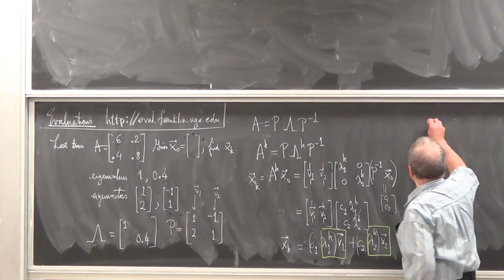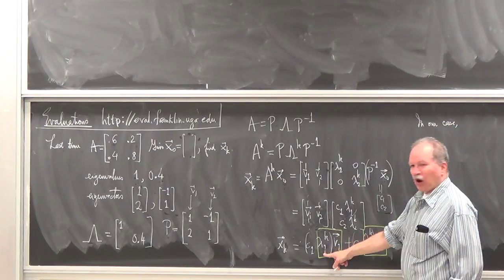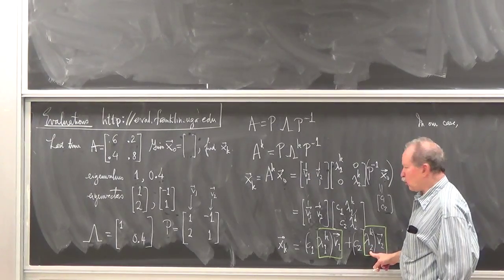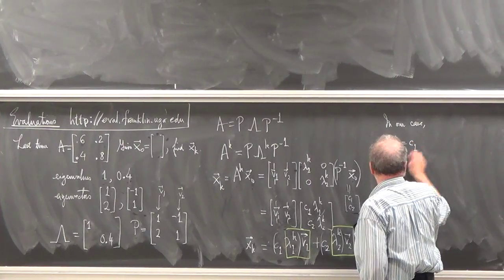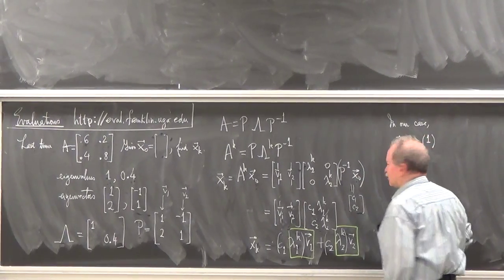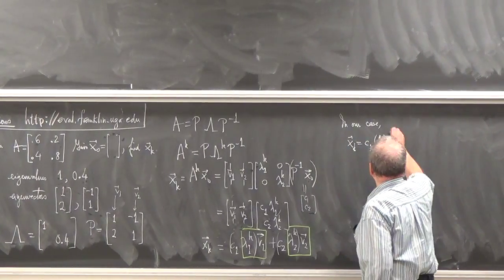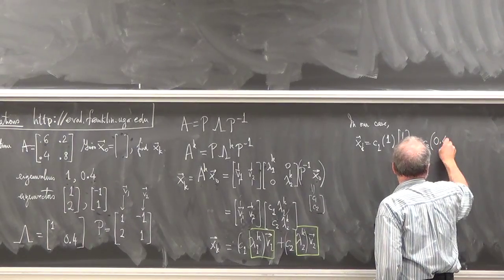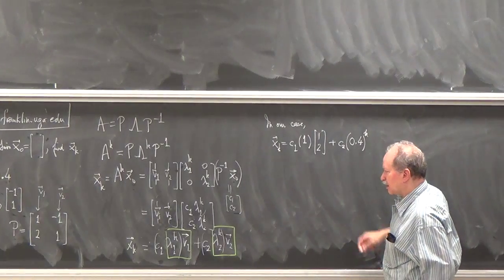So in our example, lambda 1 is 1, and lambda 2 is 0.4, so we're getting xk is the first constant times 1 times v1 plus the second constant times the kth power of 0.4 times the second eigenvector.